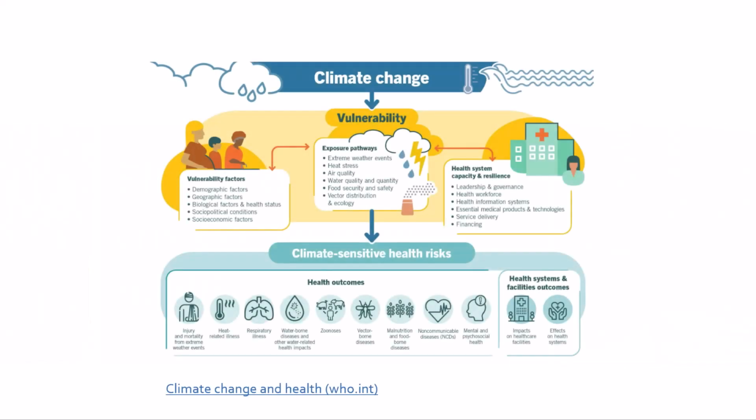Now, after making this decision, I said, okay, what are the effects of the climate crisis on human health? And here I found a nice graphic from the WHO, which says we will get an increase in extreme weather events. There will be heat stress. The air quality will get worse. The water quality will get worse. Food security. And all of these things will be impacted, especially for those who are already vulnerable. Elderly people, young people, people that have some diseases.